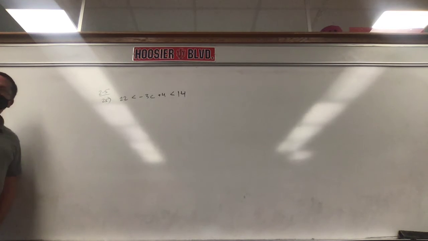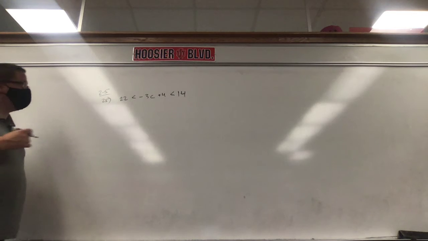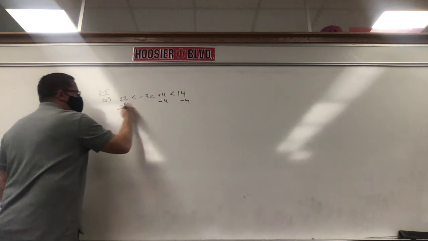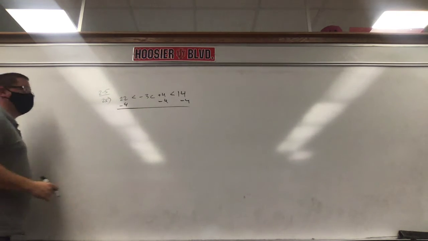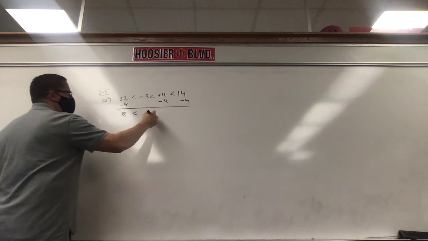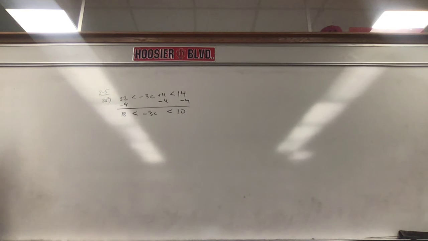So what do we do? Subtract 4 from all 3 sides. Minus 4, minus 4, minus 4. Do we flip the inequalities around? No, because we're subtracting. We're not dividing or multiplying. So 22 minus 4 is 18, is less than negative 3c, is less than 14 minus 4, which is 10.